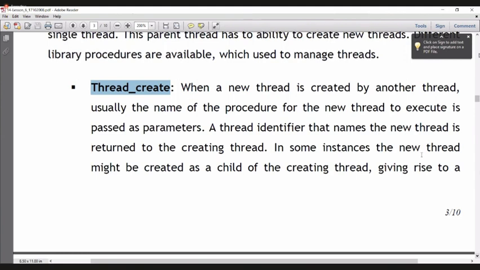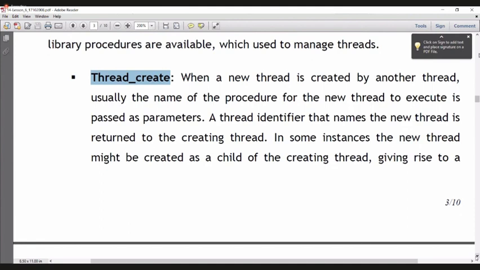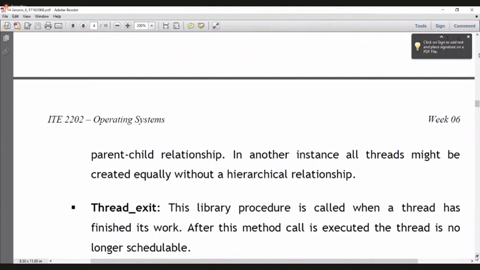In some instances, the new thread might be created as a child of the creating thread, giving rise to a parent-child relationship. In another instance, all threads might be created equally without a hierarchical relationship. If there's a hierarchy, you have a parent-child relationship. Otherwise, all are similar.